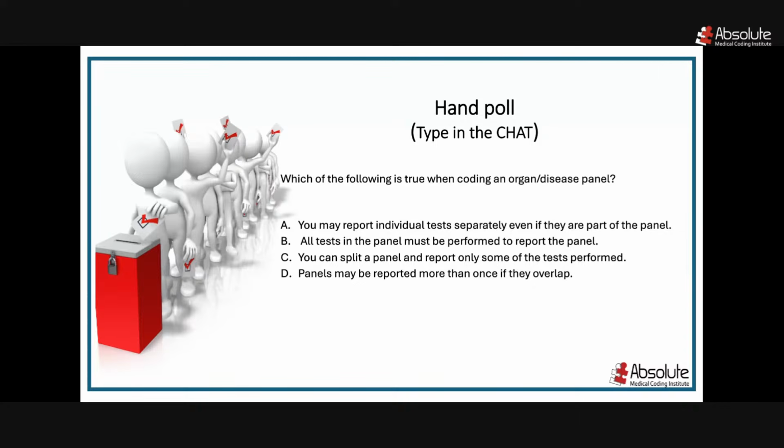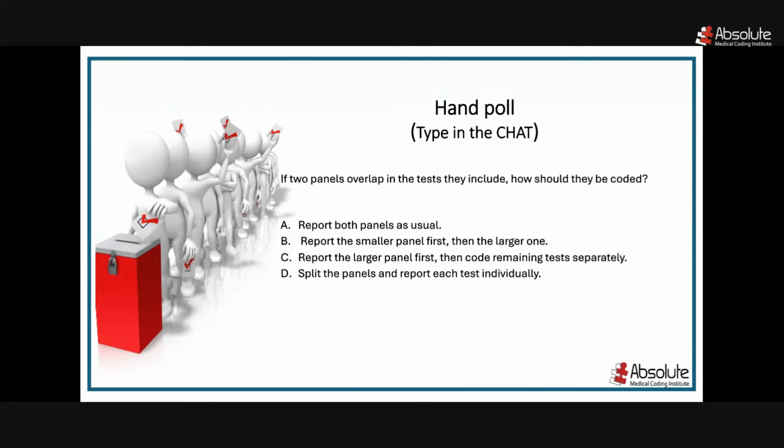There you go. There are a lot of fast coders out here today with us. I know you are the same people who do excellent work and answer this question based on the guidelines. Yes, excellent answers. It's going to be option B. If you have a panel, all the tests in the panel must be performed to report a panel code. If anything is missing, then you will code for the individual test. Excellent job. Wonderful job, coders. Let's move on to the next one.